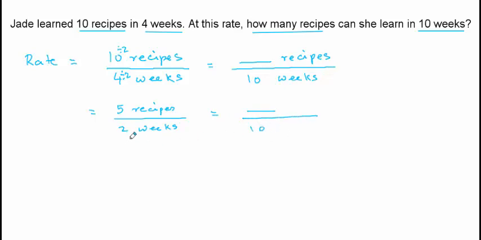Now if you look at 2 and 10 now, 2 times 5 is 10. And therefore, to keep the same rate, we need to multiply 5 with 5. So we have 25 recipes over a period of 10 weeks. So how many recipes? The answer is 25. She can learn in 10 weeks.